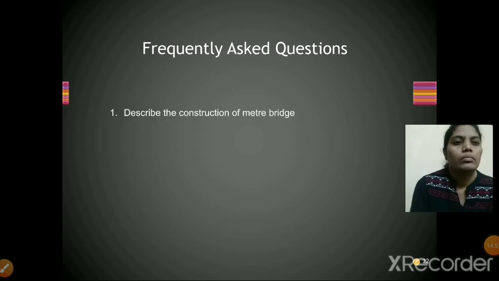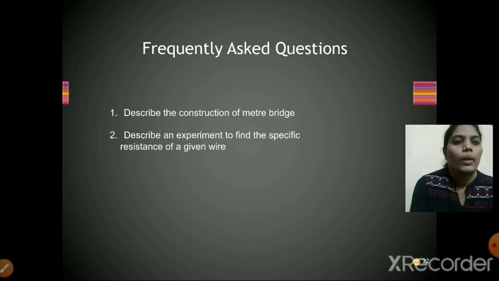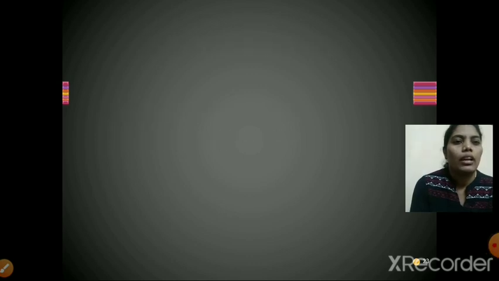While doing this experiment, we need to take some precautions: only when we are doing the experiment we need to switch on the battery, and otherwise we can switch it off.